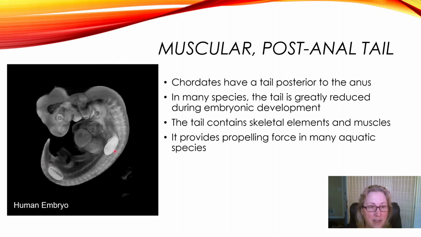Here is the hind limb, forelimb, and there is the tail. And the human embryonic tail can have up to 12 vertebrae in it, and then it is reabsorbed during embryonic development. So even in vertebrates that don't have a tail as an adult, they do have a tail during embryonic stages.